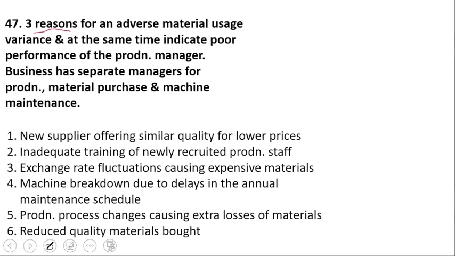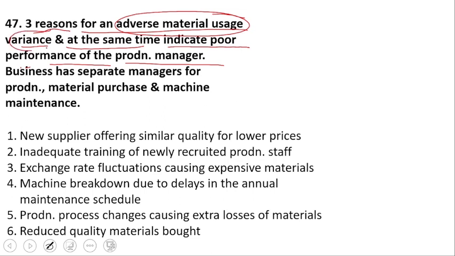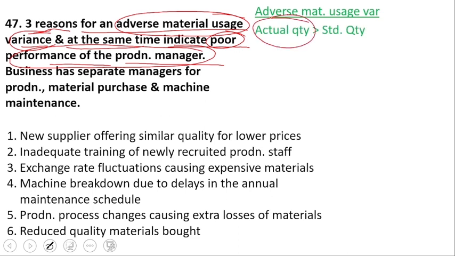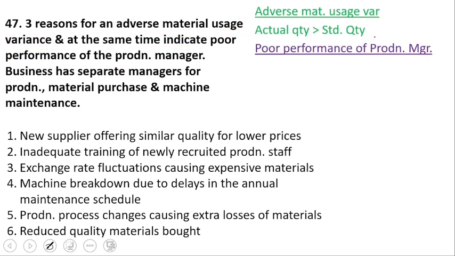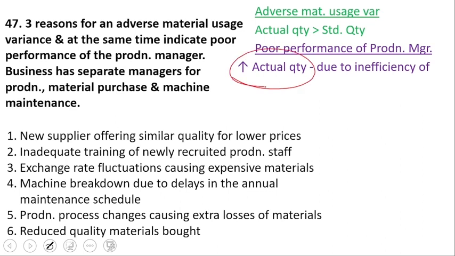Question number 47. Three reasons for an adverse material usage variance and at the same time indicate poor performance of the production manager. So they have indicated two situations here. First of all, it should be an adverse material usage variance and it should also be because of the poor performance of the production manager. Now, the adverse material usage variance arises when the actual quantity used is greater than the standard quantity. And the poor performance of the production manager is when this increase in actual quantity is due to the inefficiency of the production manager or the production department.